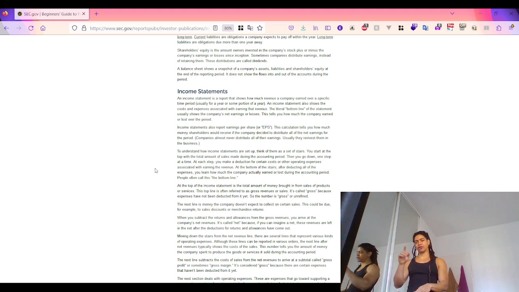So you have the net revenue, and then you generally deduct things like cost of sales, which is how much money a company spends to produce a good or service. Okay, once you make that deduction from the net revenue, you reach the gross profit. And they call it gross because there are some deductions that haven't been made from it.